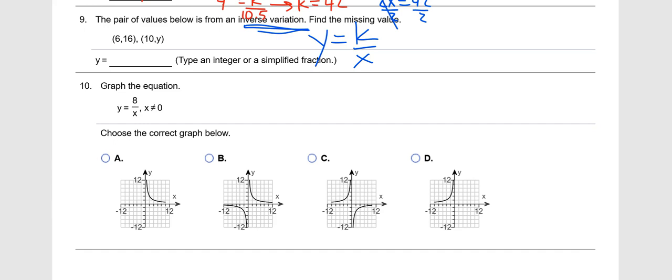Okay, Mr. Bond gave me a value of 96. Is that possible? If you do multiply, you do get a k value of 96. So we have y equals 96 over x.